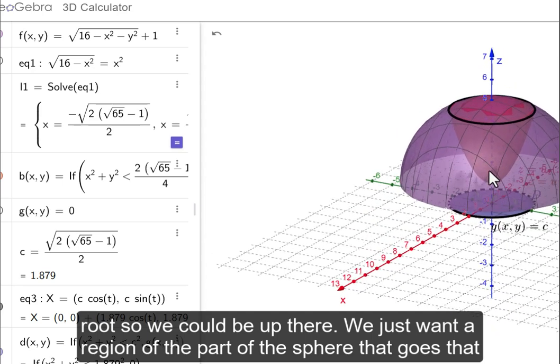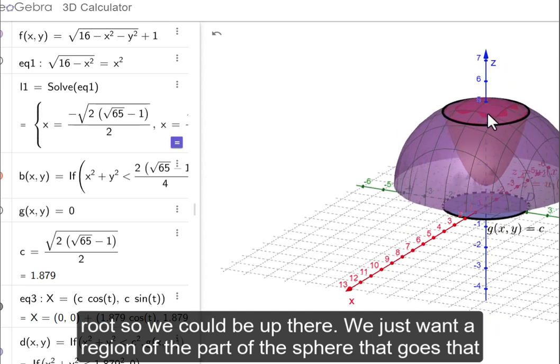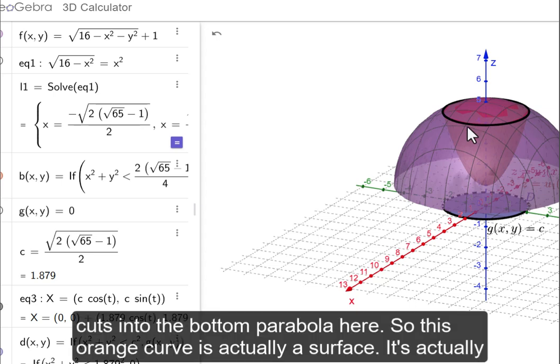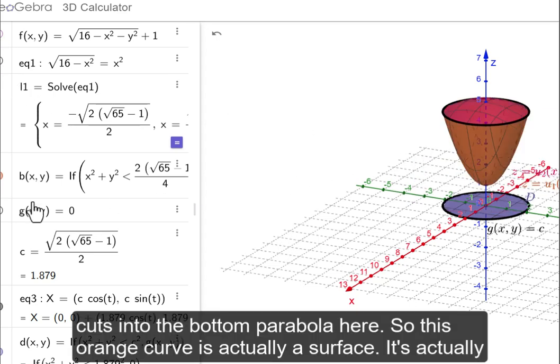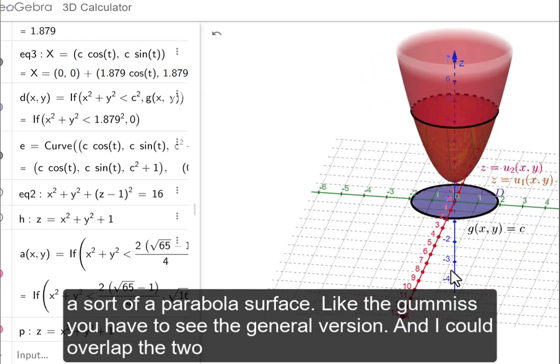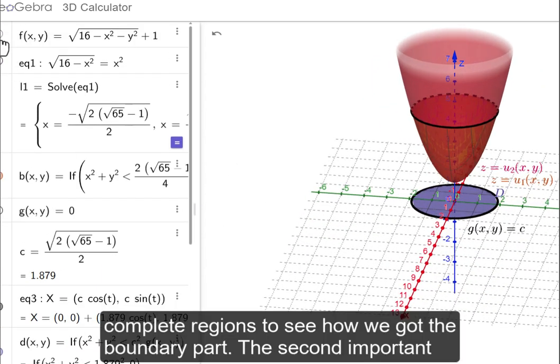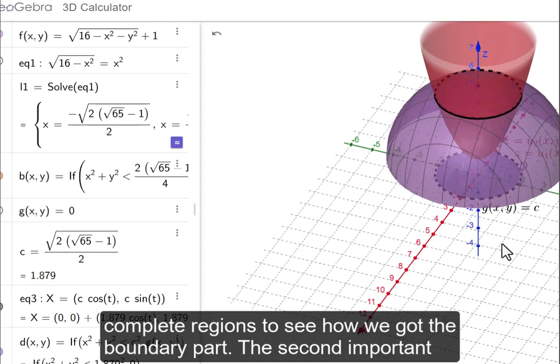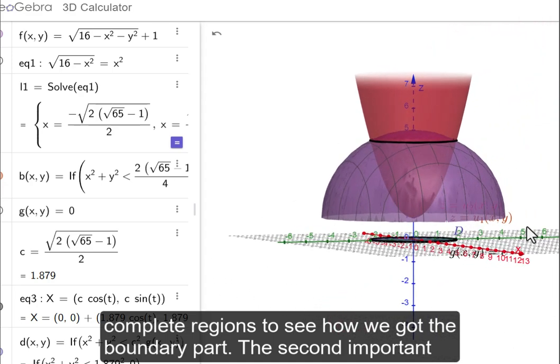We just want the region of this part of the sphere that cuts into the bottom parabola curve. So this orange curve is actually a surface, a parabolic surface. If I click on this, you can see the general version. And I can overlap the two complete regions to see how we got the boundary curves.